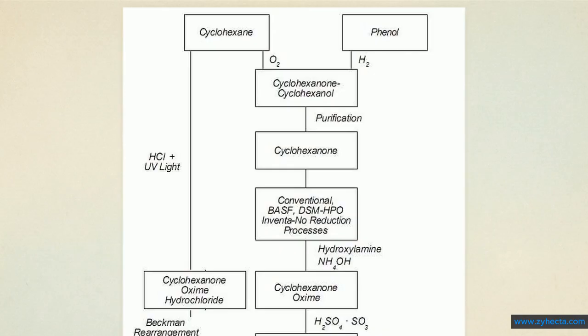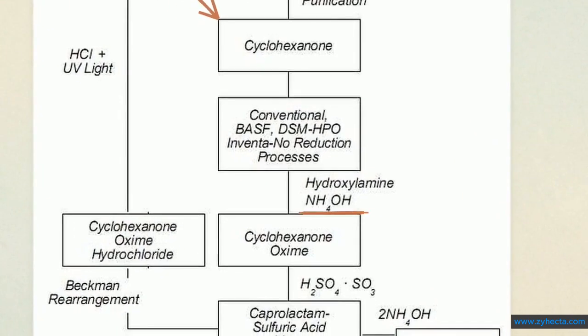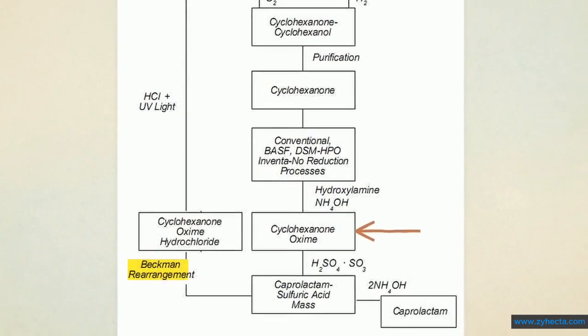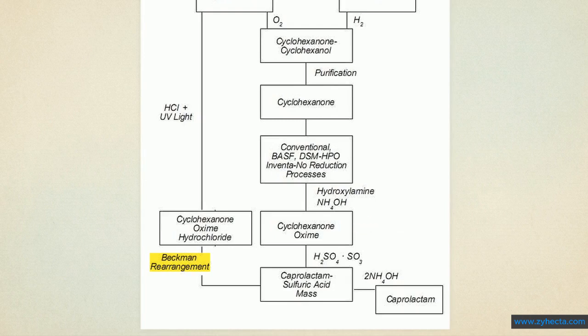This flowchart outlines the pipeline converting raw liquids. First, cyclohexane or phenol is oxidized into cyclohexanone. Next, treatment with hydroxylamine transforms it into an intermediate, cyclohexanone oxime. This leads to the critical phase, introducing strong acid to trigger the Beckmann rearrangement.